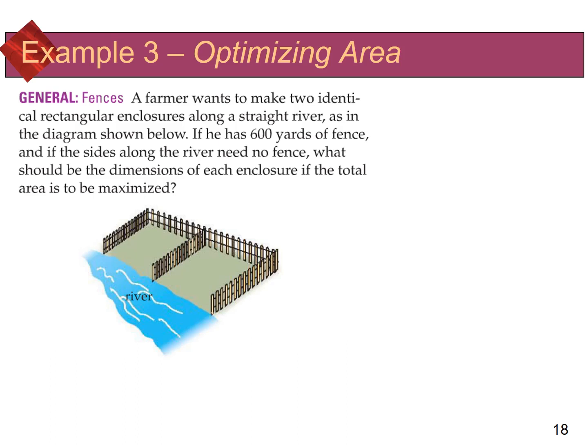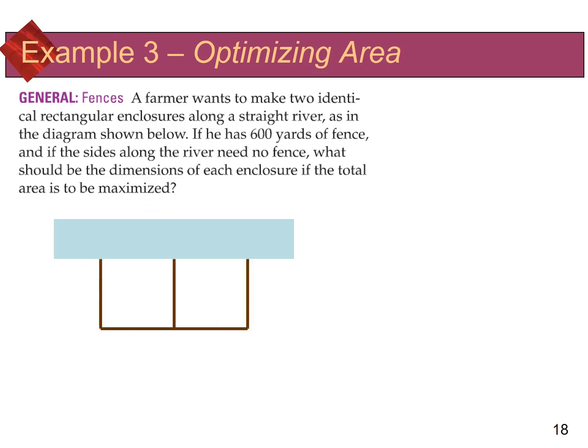So ultimately, we're looking to see what the dimensions of a single enclosure are, so that the grand total area is maximized. Now, one of the first things is that you should take a picture that's presented in a textbook, maybe with all the nice graphics, and make it a little bit more workable. So I'm making it much more basic here. The blue bar is the river. This is an overhead view, and those brown lines represent the fence. And I'm going to introduce some variables in here.